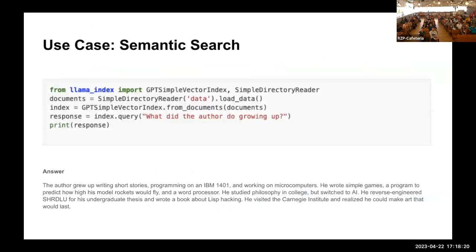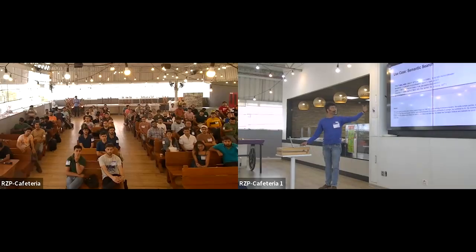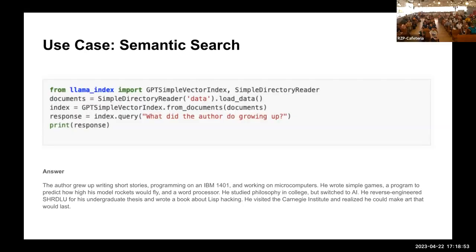There are multiple use cases: semantic search or question answering, and summarization. As you can see, with just 4 lines of code, your QA system is built. Just import simple vector index and simple directory reader. Simple directory reader is a wrapper for loading your data and chunking the data. Then you create an index on top of those documents and start querying. Here I have just shown an example; I'll be showing the demo later. Just query it, and this is the response you get.